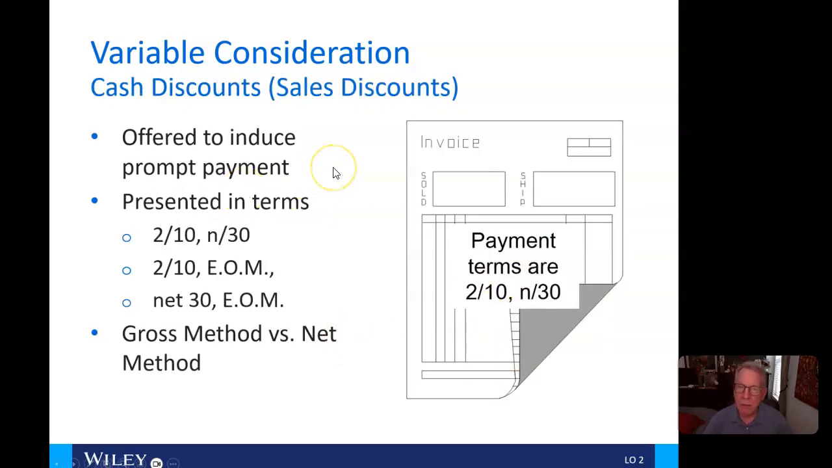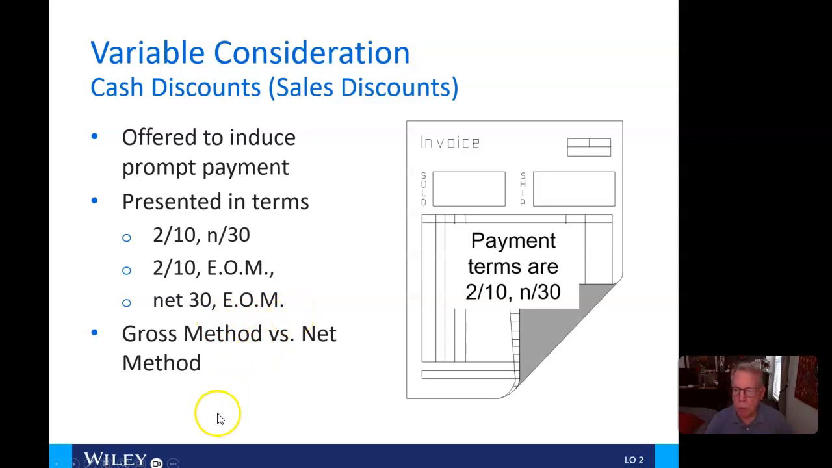Now we have another kind of discount, called cash discounts or sales discounts. I call it prompt payment discounts. Prompt payment discounts are an offer to induce the prompt payment of an invoice by our customers. It's presented in terms like this: 2/10, net 30, meaning that you get a 2% discount if you pay within 10 days. If you don't, you're required to pay within 30 days. We could also have 2/10, end of month, or net 30, end of month.